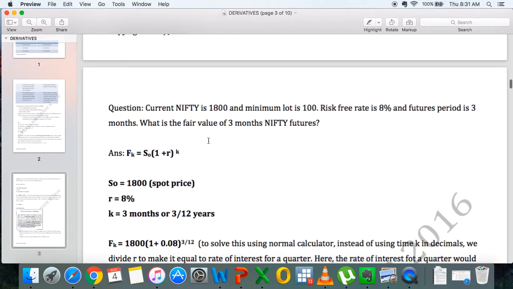Let's take another question. Current Nifty is 1800 and the minimum lot is 100. Now this may come: minimum lot 100, whether it is of 100 rupees, or 1000, or 1 lakh. That only means that you will have to buy 100 units of Nifty. Minimum is 100. So 1800 each, 100 units makes 180000. So you will have to spend at least 180000 if you want to buy. The risk free rate is given as 8%, which is R, and the futures period is 3 months.